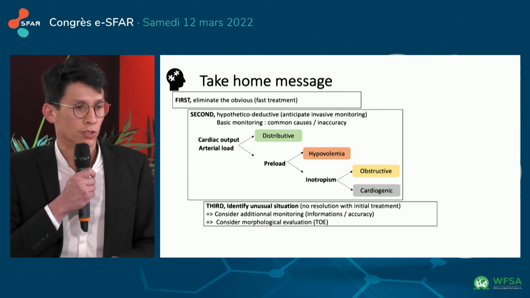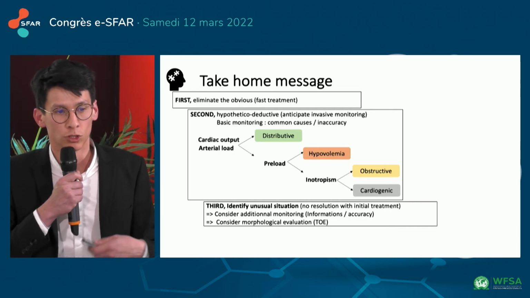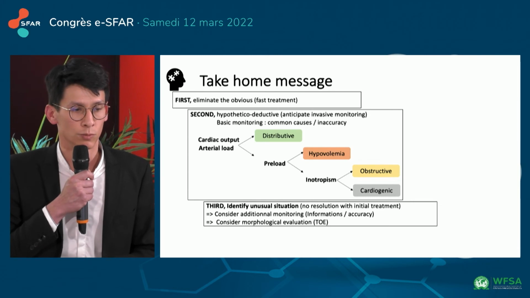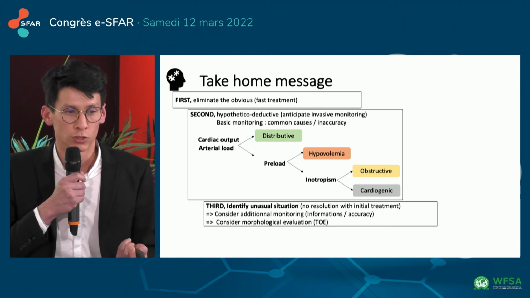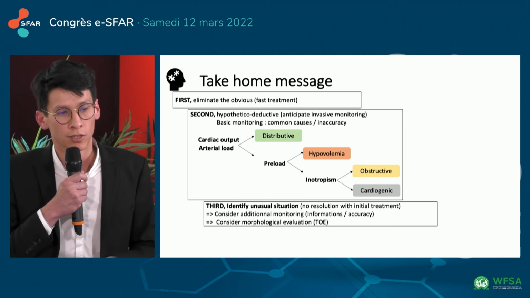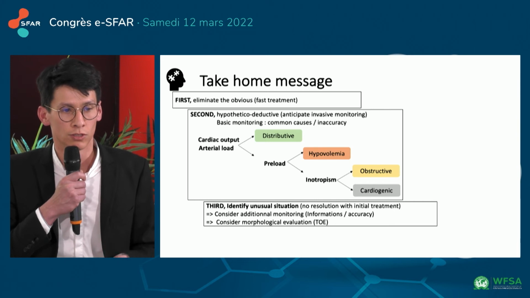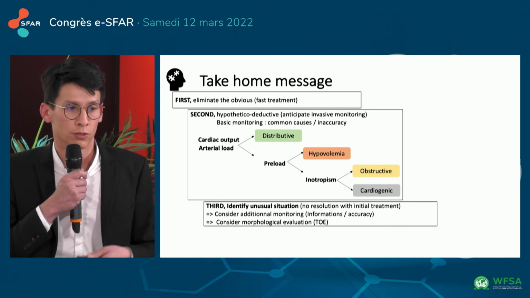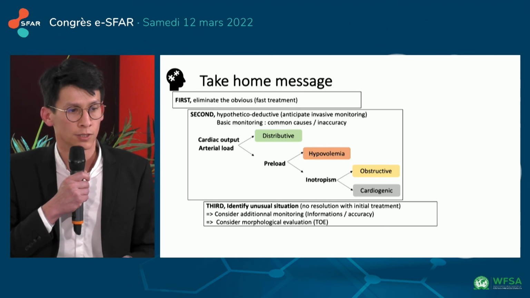The third thing is to identify the unusual situation, and I think this is a situation of patients that do not respond to the initial treatment. In these patients, you should consider additional monitoring in order to collect additional and more accurate information about the hemodynamic status of your patient. And you should also consider a morphological evaluation, such as transesophageal echocardiography, especially if you're suspecting an obstructive or a cardiogenic cause of shock, and it might help you with the diagnosis.